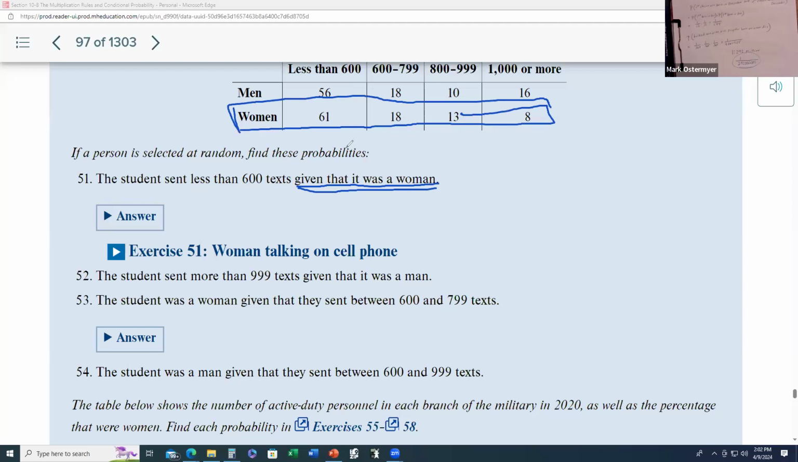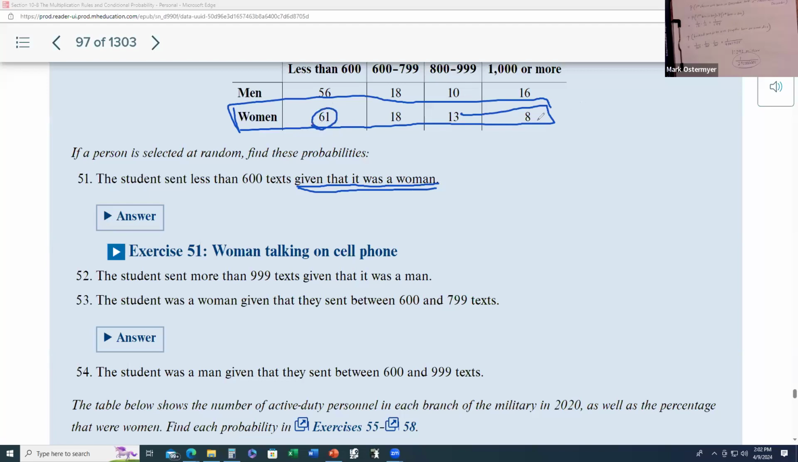You would say, what happened was I got it a little mixed up and I added the men plus the women instead of all the women. No good, because it says given that it was a woman that was selected, locks us into the woman row. What's the probability that she sent less than 600 text messages in a week? That's going to be 61 over what? The sum of all the women.